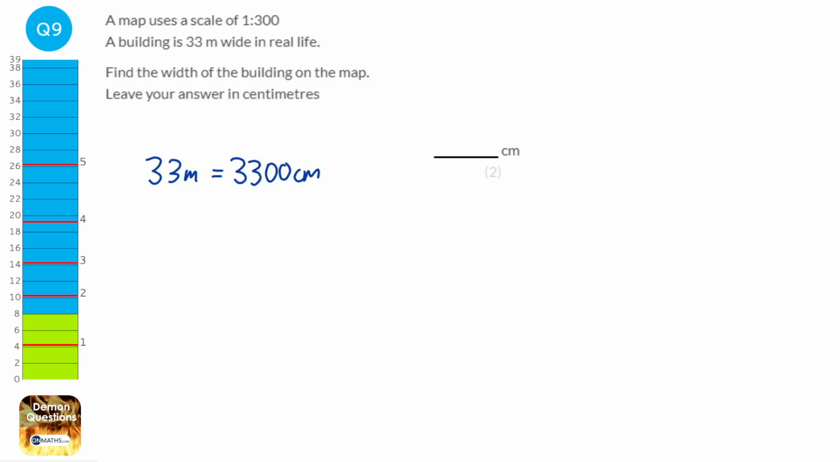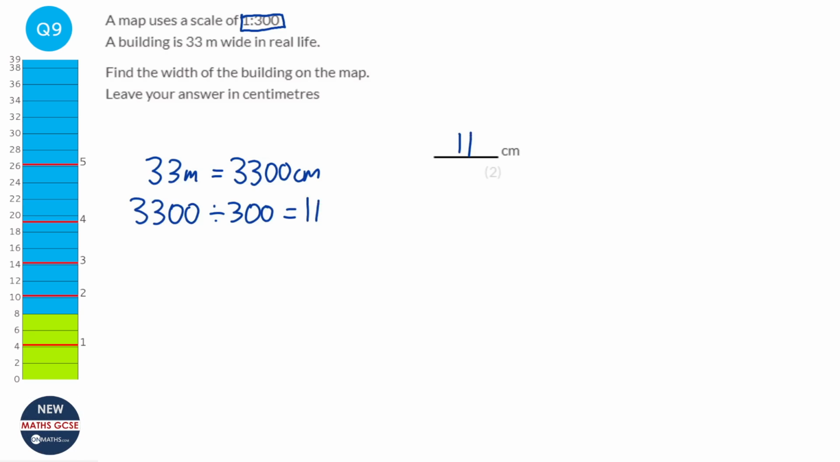Okay, now when it says it has a scale of 1 to 300, it means 300 in real life is 1 on our map. So all I need to do is divide it by 300 to find out what it's going to be on our map. So we'll just divide that by 300 and I get the answer of 11. So it's going to be 11 centimetres on our map.